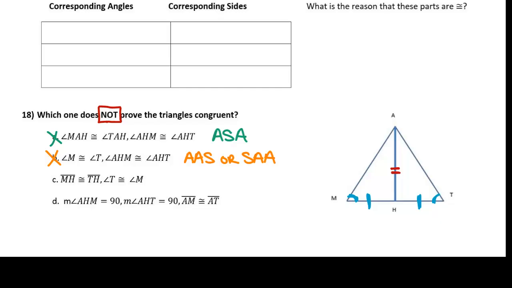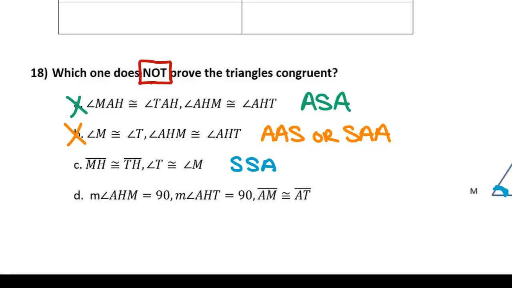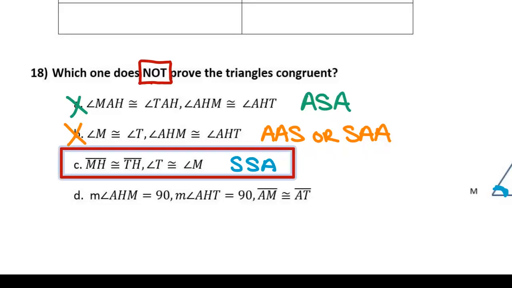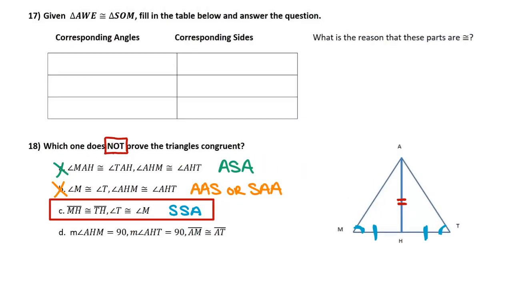Angle, side, side, or side, side, angle, right? I'm going to write down side, side, angle, because that one I won't get in trouble for writing down at school. Is that an okay way to show that two triangles are congruent? No. So we found our answer. This one right here, because angle, side, side, or side, side, angle does not work.